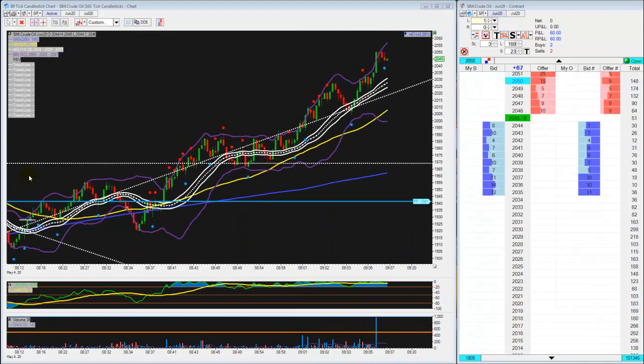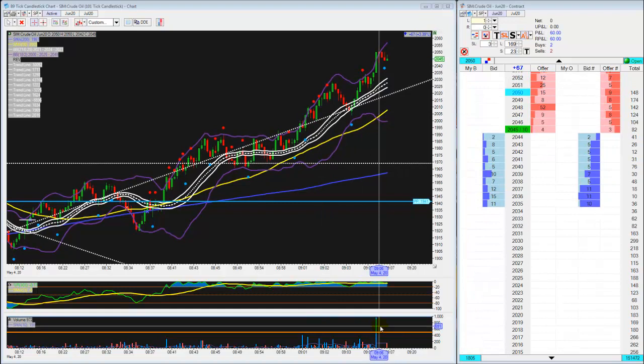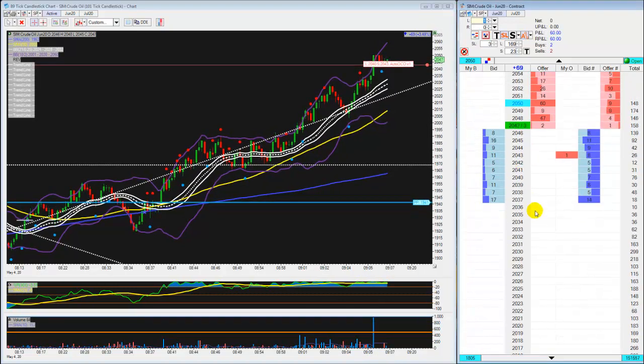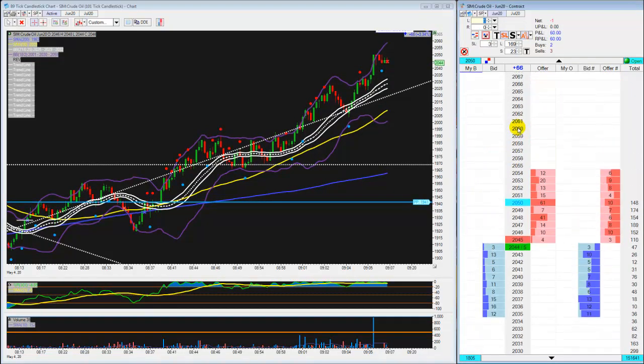Here we go. 2050. Finally see a high volume number. Take a shot at 2043, a little bit better. Trying to get in.